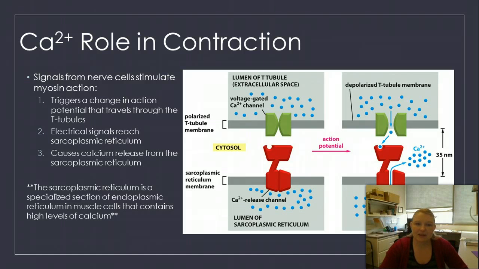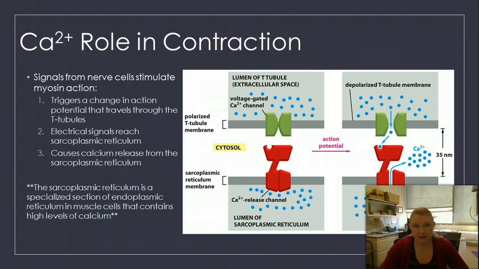These electrical signals are going to reach the sarcoplasmic reticulum. The sarcoplasmic reticulum is an area of the endoplasmic reticulum that's specific to muscle cells and is high in calcium. When the voltage-gated calcium channel in the T-tubule opens, it will send a signal across to the sarcoplasmic reticulum, which signals calcium release. And so now calcium is going to be released into the cell.